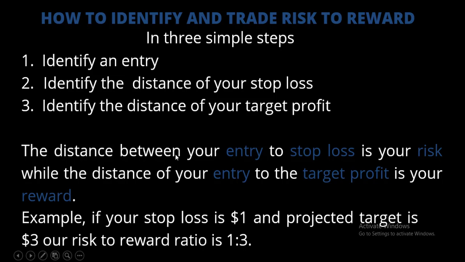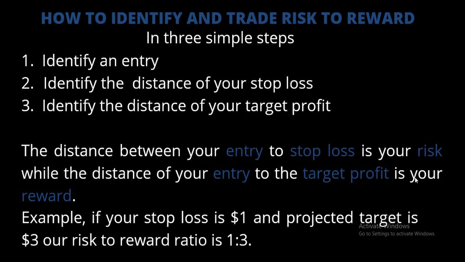So the distance between your entry to stop loss is your risk, while the distance of your entry to the target profit is your reward. Let me take this again. The distance between your entry to stop is your risk, while the distance of your entry to target profit is your reward. Let me give you an example. If your stop loss is $1 and your projected target is $3, this means our risk to reward ratio is 1:3.